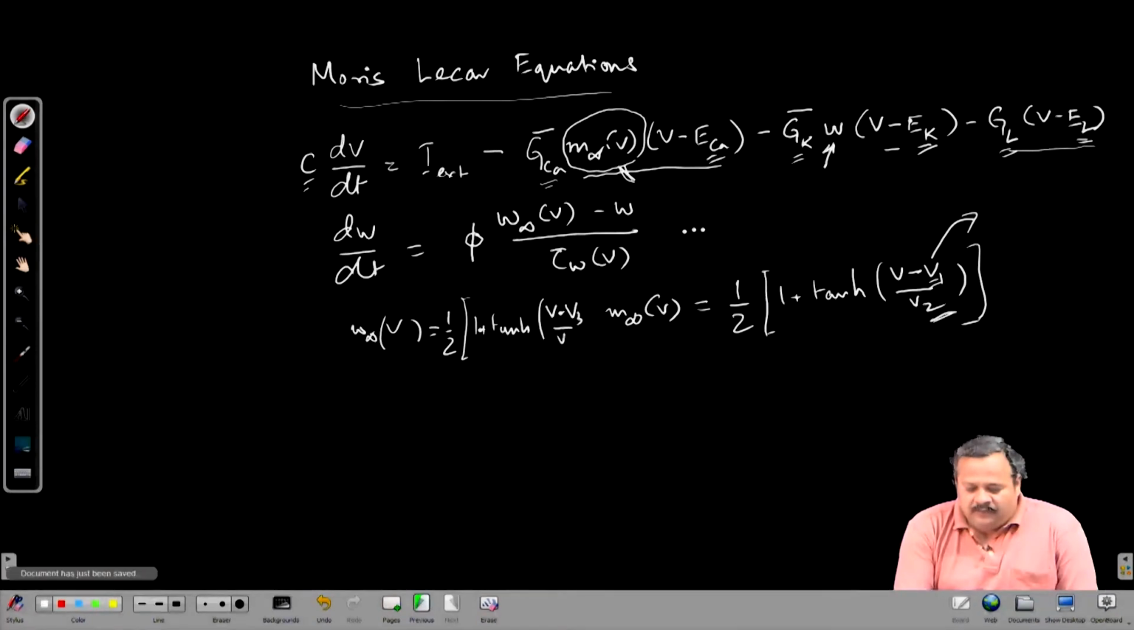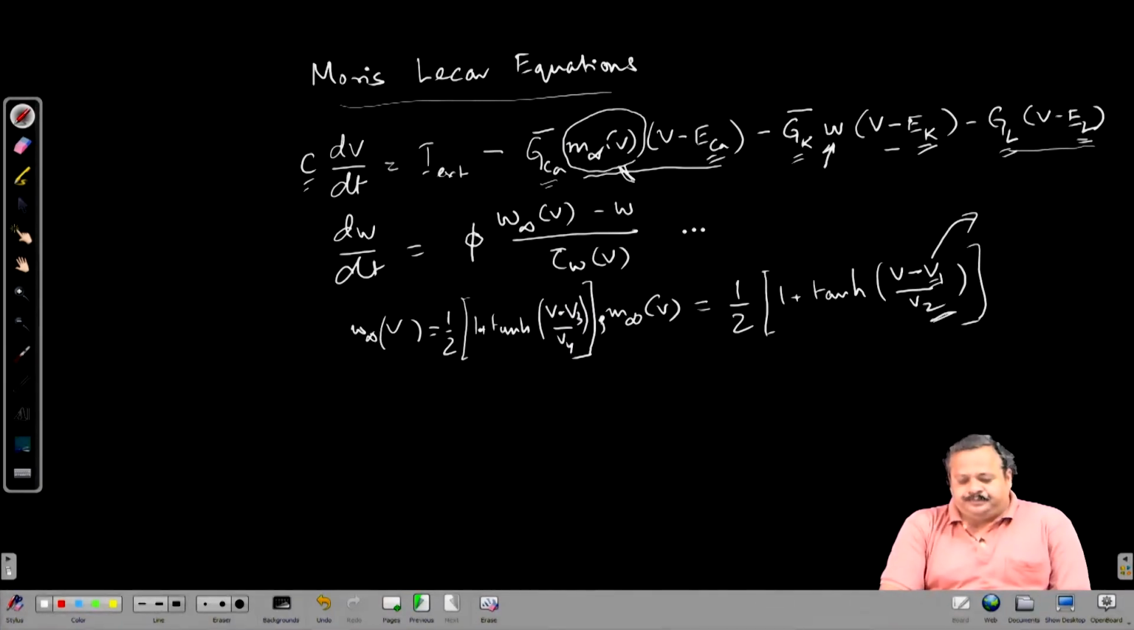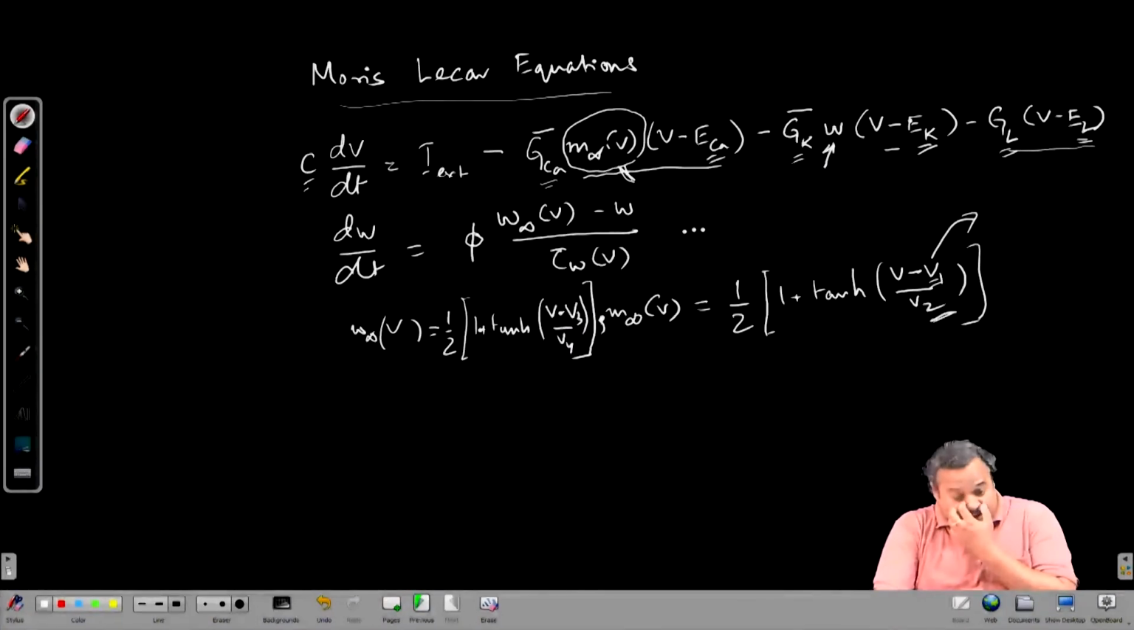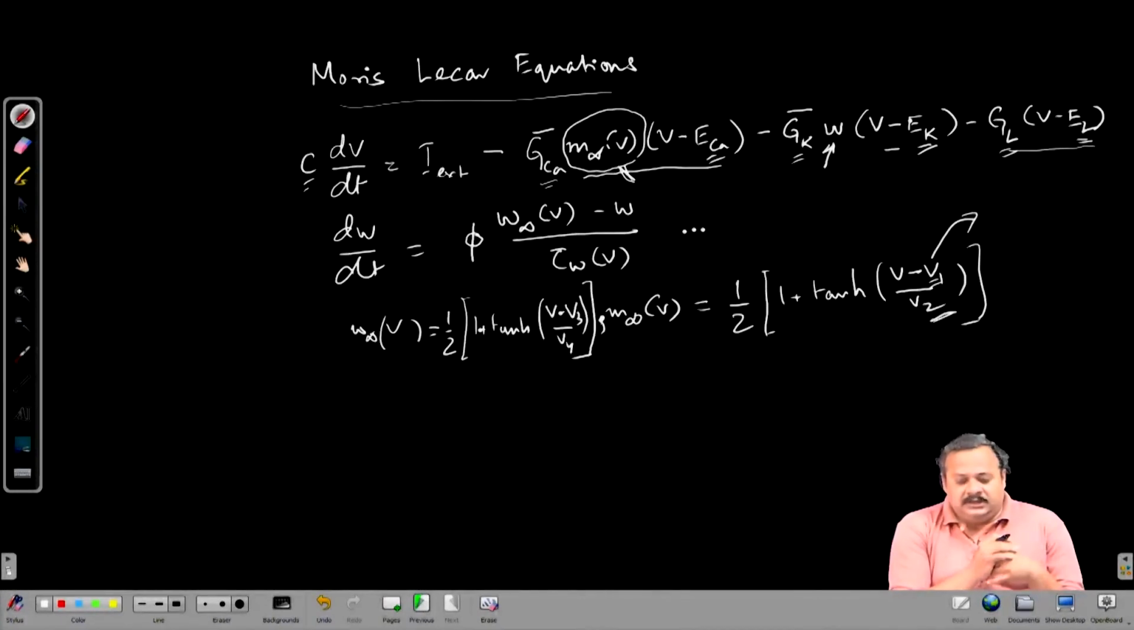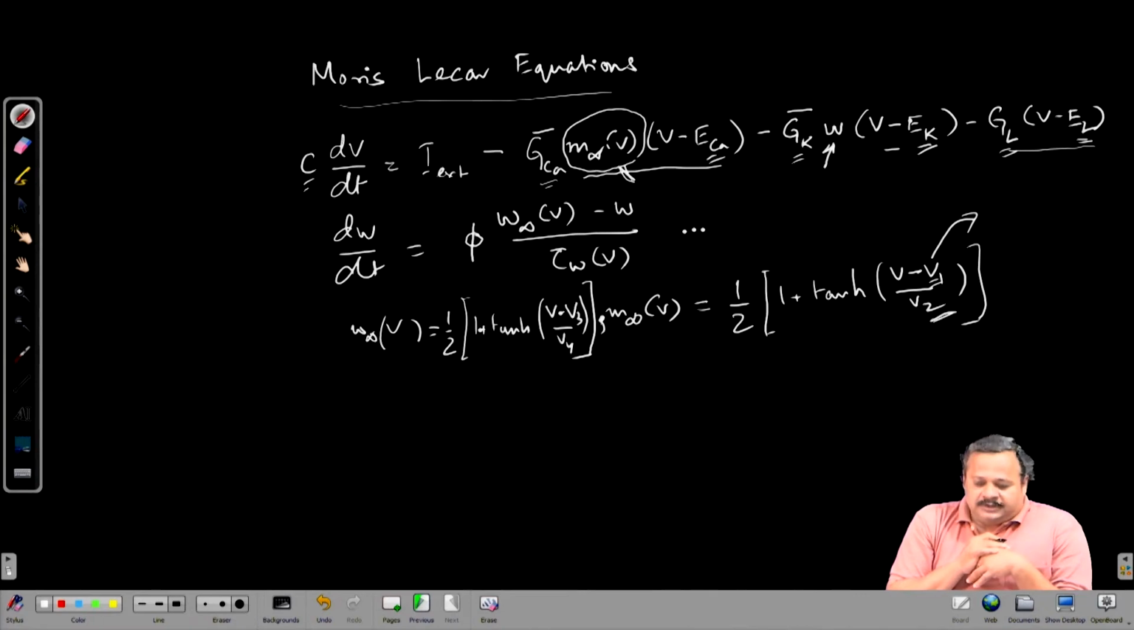Similarly, W infinity V also has the same form, which is half times 1 plus tan hyperbolic of V minus V3 by V4. So, V3 and V4 are the new parameters that describe the W infinity V, and as you can imagine, if you were to plot this, remember they are going to be like the activation plots that we had for M infinity V and N infinity V. That is, they would look very close to a sigmoid. They are obviously not a sigmoid. This is the functional form that best explains those plots for these particular neurons.